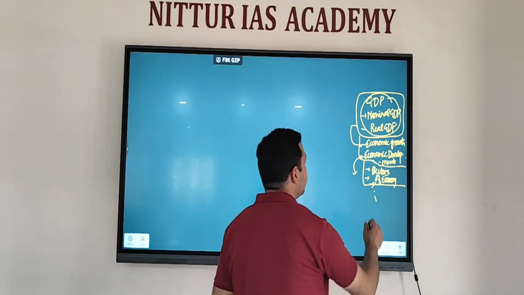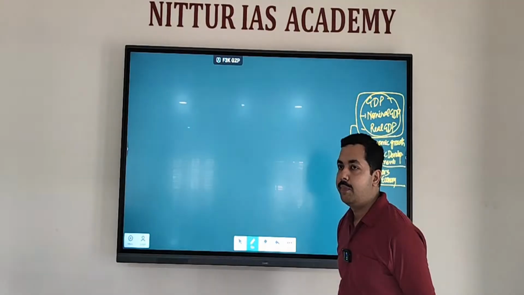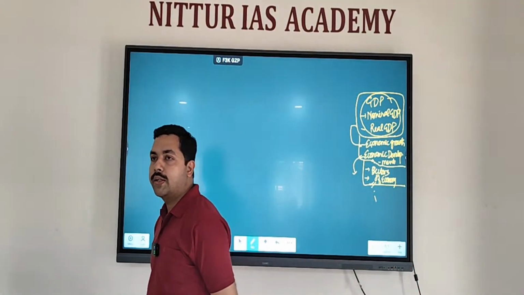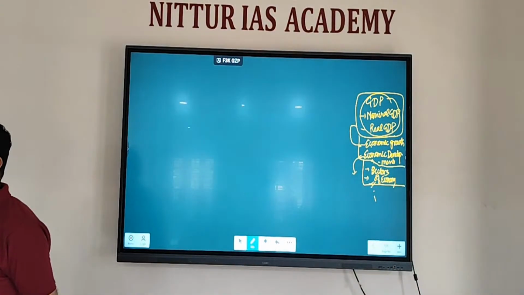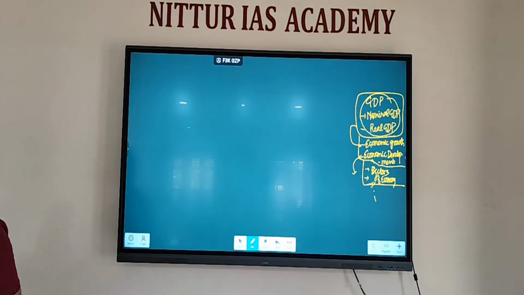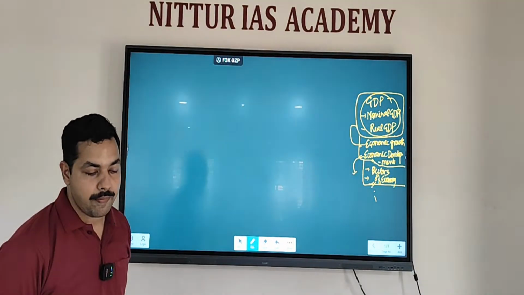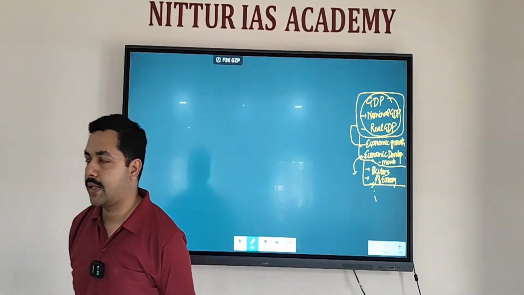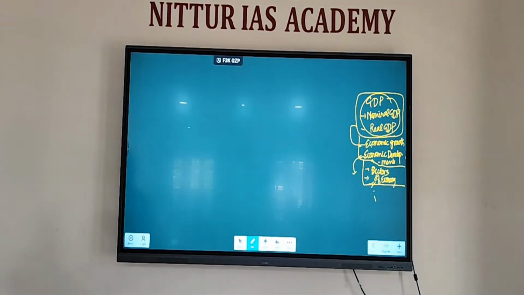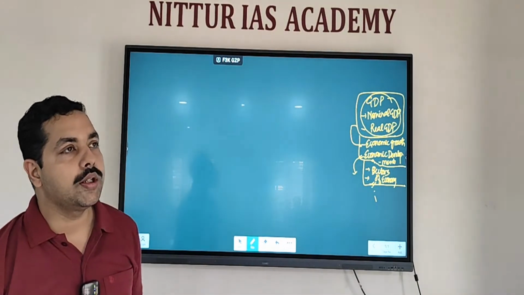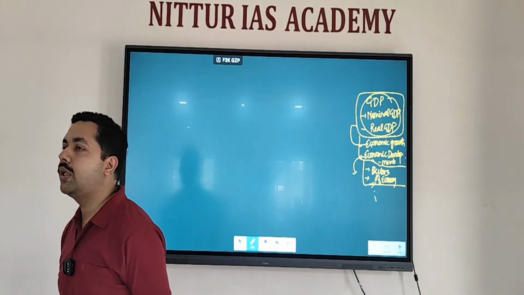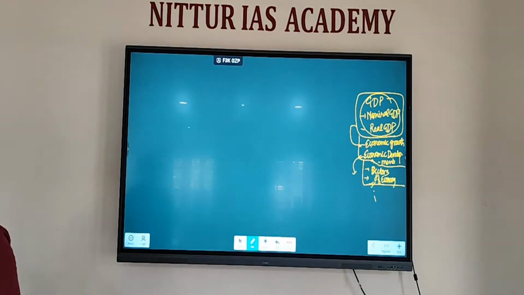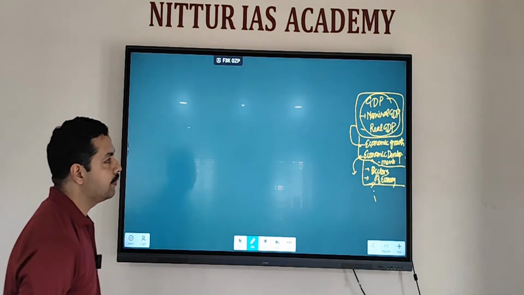What is the difference between economic growth and economic development? Development measures standard of living. Growth is a unidimensional concept, while development is a multidimensional concept. Growth is quantitative in nature, while development is both qualitative and quantitative in nature. So those things we have discussed, and we started with the GDP concept.